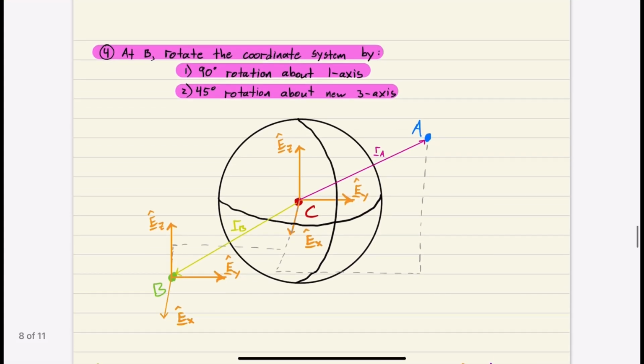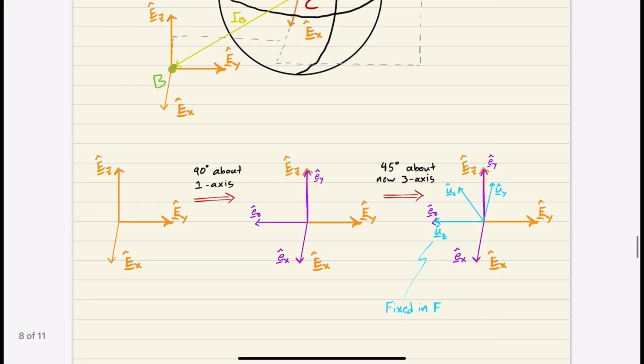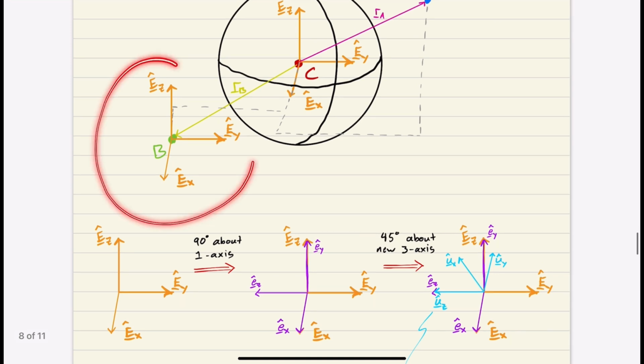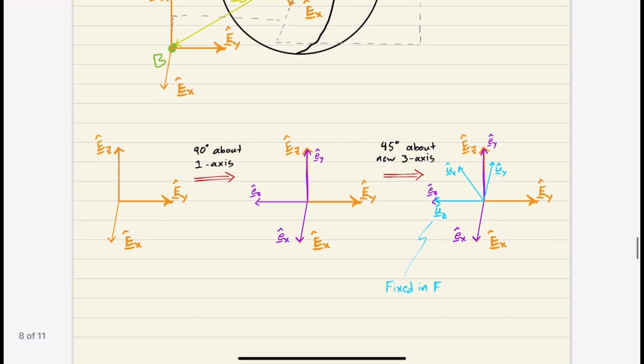Last part. At point B, we're going to now rotate the coordinate system by 90 degrees about the 1, and then do a 45-degree rotation about the new 3, right? So it's going to look something like this. Right now, we're right here, and we have our inertia tensor matrix represented in that orange frame.